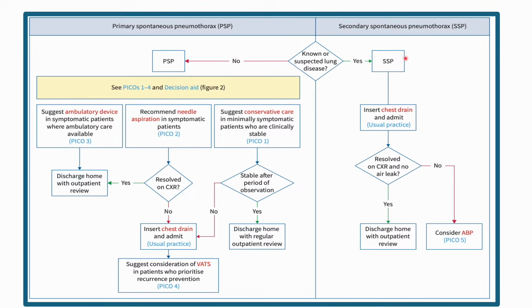In case it's a secondary spontaneous pneumothorax, things change a little. You would want to insert a chest drain definitely and admit. Check if there is any air leak. If there's none, then you can discharge. Otherwise, you have to look out for ambulatory management.